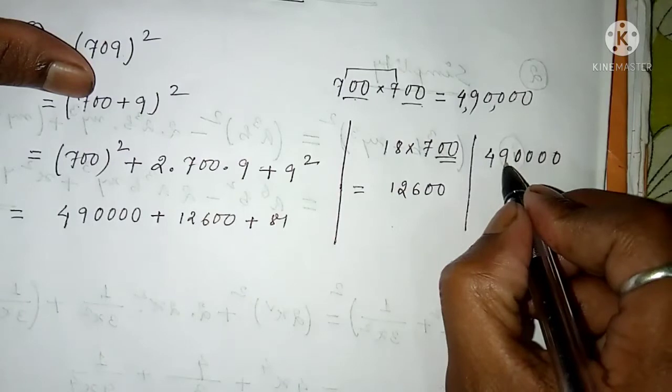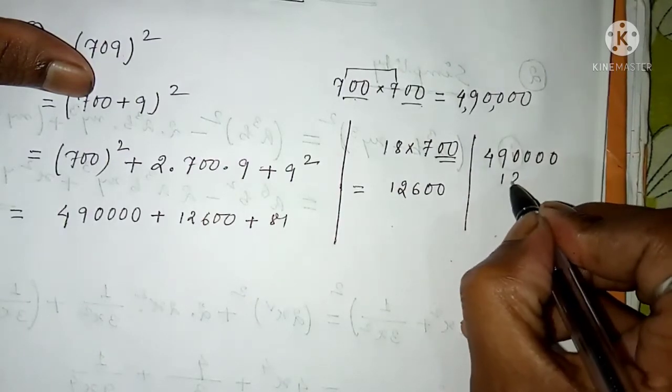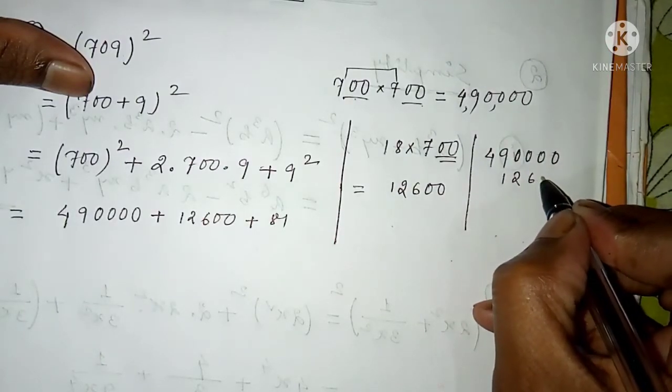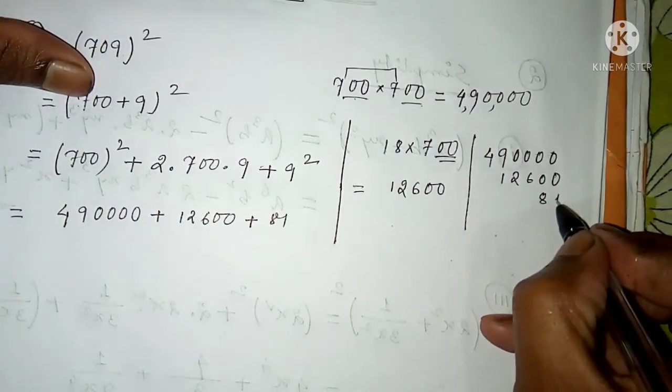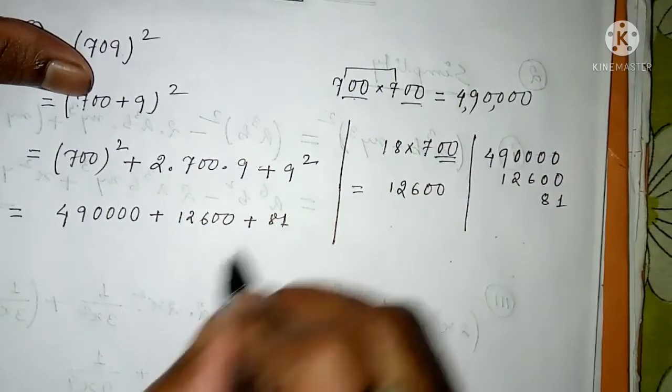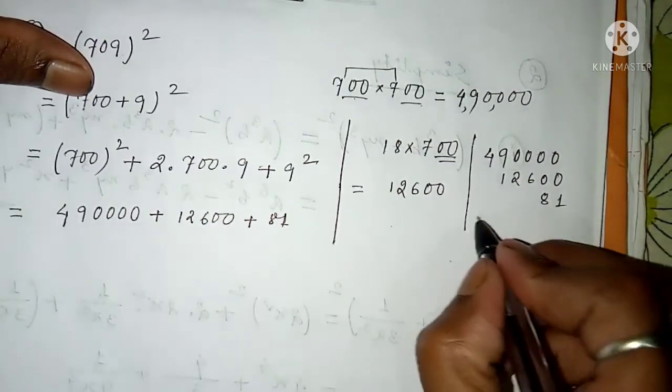That means from here I'll count 1 2 3 4 5. So you start writing from here 1 2 6 and then your 2 zeros. Then that is your 81. Don't get confused by this, it is 81 because 9 square means 81.